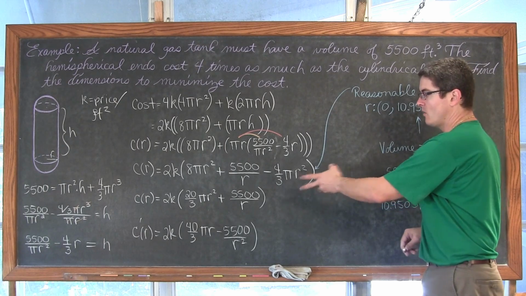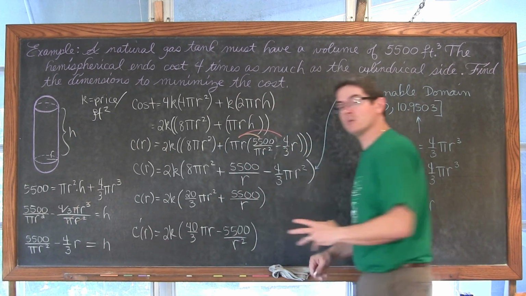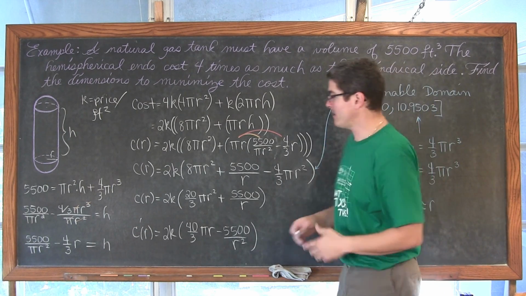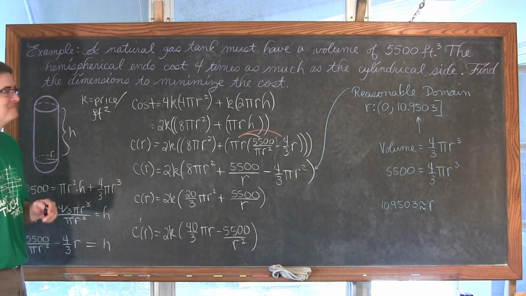Now, what is going to make this first derivative equal to 0 or undefined for our critical values? Well, I need to clean up my board here so I have some room to do this work. So let's get this right now.